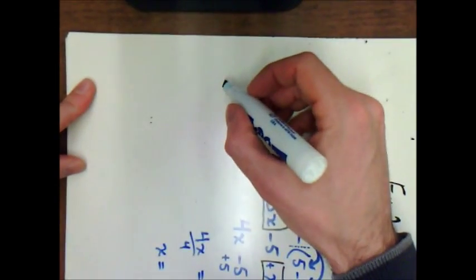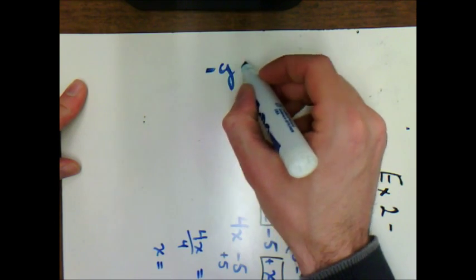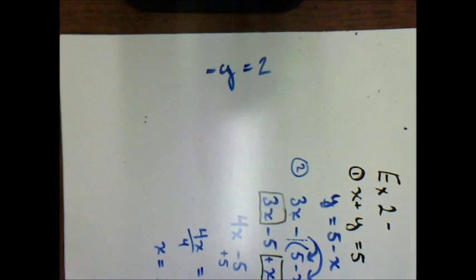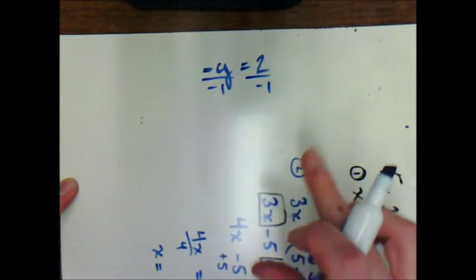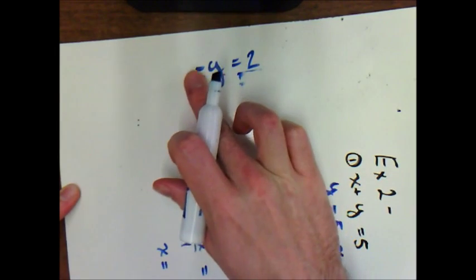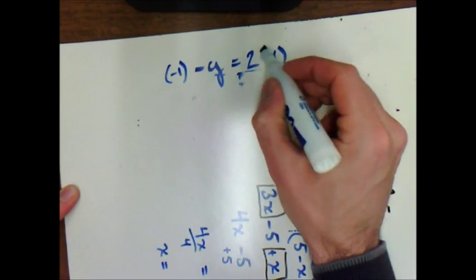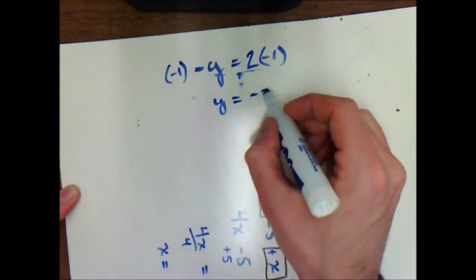Yeah. So Sarah's asking, if you got into a situation where you had negative y equals 2, and you had to find out what y equals, you would just divide both sides by negative 1, or multiply both sides by negative 1. And then you'd be left with just positive y equals negative 2.